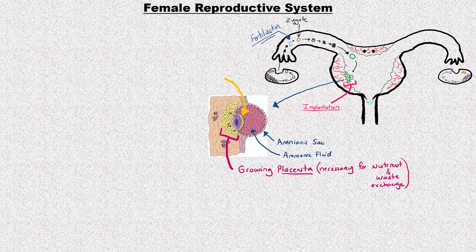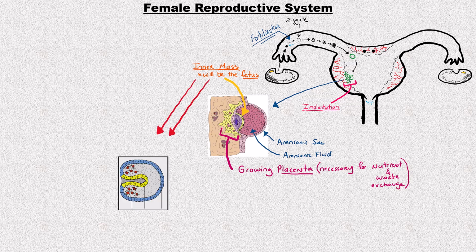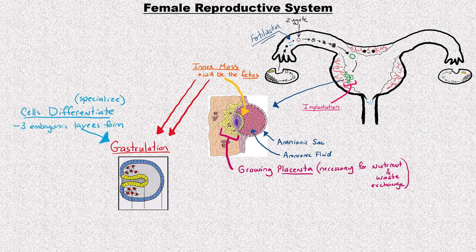And we see this little bump inside the blastula, this little bump that's bending inward. That is the inner mass, and that's going to be the fetus. Let's look closer at this. Here we see the bending of the cells, that inner mass. That's called gastrulation. And gastrulation is when cells will differentiate or specialize. They're going to use different parts of the DNA to become different, forming 3 embryonic layers. Again, there's the gastrula, the whole mass that's bending.